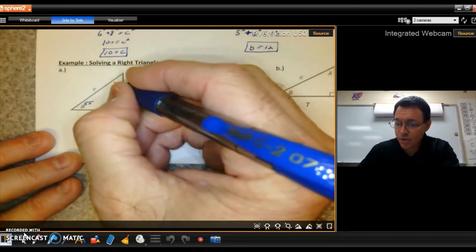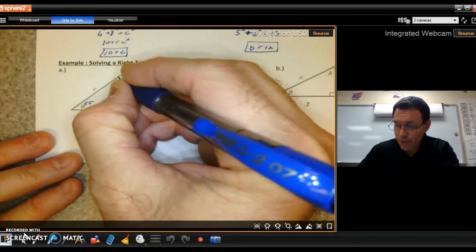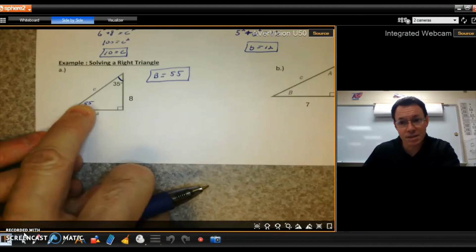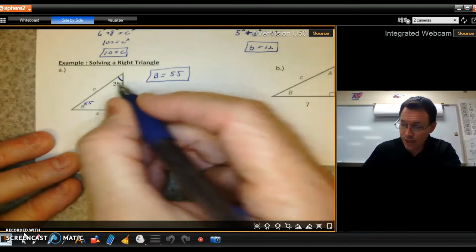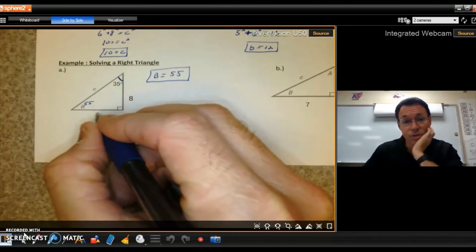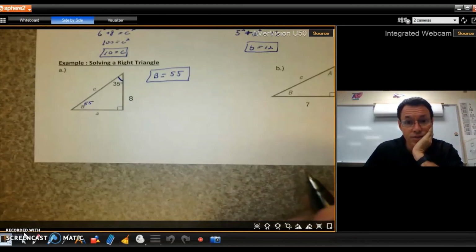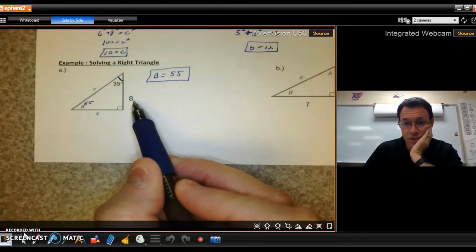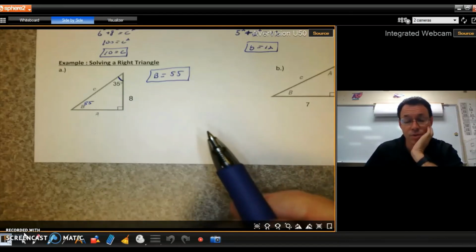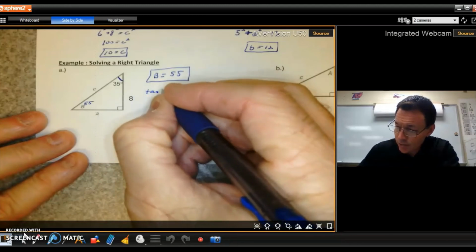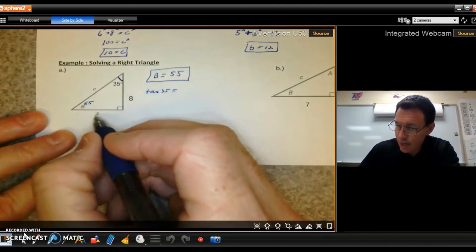So I'm going to use the 35 that they gave me, just in case I messed up here. If I use that bad number, it's going to mess up my next answer. So I'm going to use the 35, I'm going to use the 8, and I'm going to find side A. So what do I have? What kind of trig function is that? This is the opposite. That's the adjacent. So this is a tangent problem. So I'm going to set up a problem that says the tangent of 35 equals A over 8.